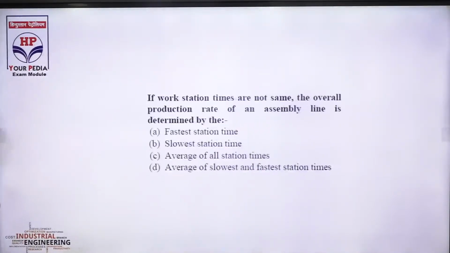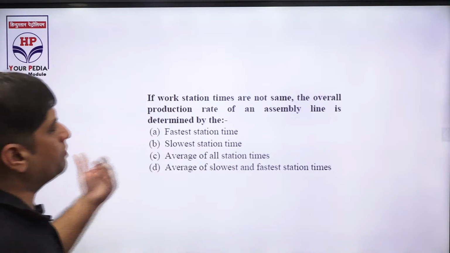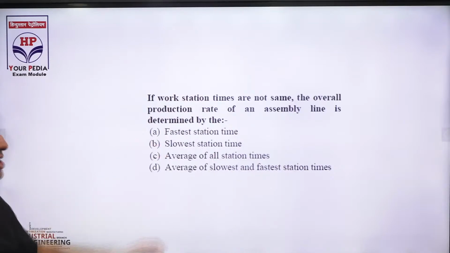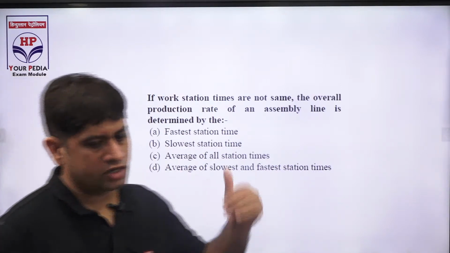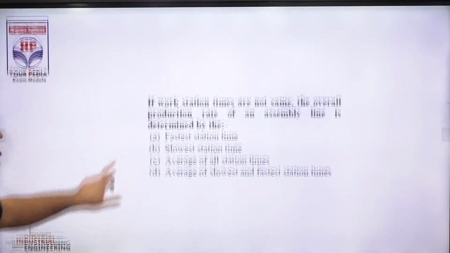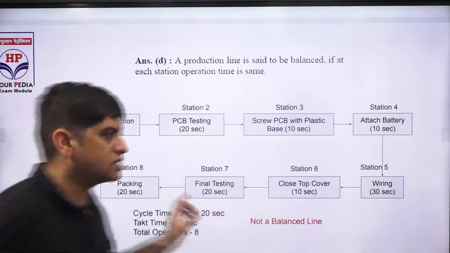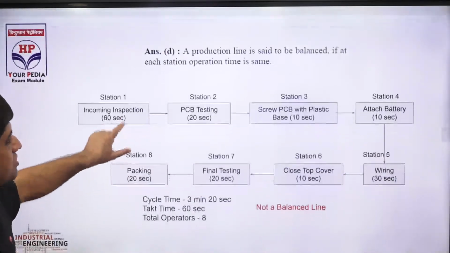If workstation times are not the same, the overall production rate of an assembly line is determined by what? I'm very sure you can answer this question. If workstation times are not the same, that means it is not balanced, then how do you decide the production rate? Which station decides the production rate? How many items will you produce? Like in this example I gave you, this is not a balanced line. So which station will decide the production rate?